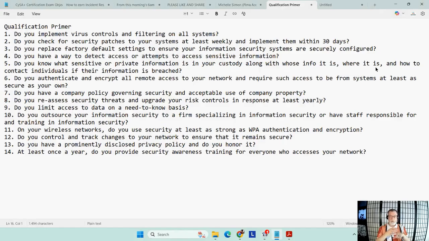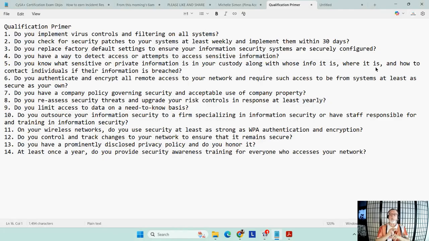Do you authenticate and encrypt all remote access to your network? Good one. Do you have a company policy governing security and acceptable use of company property? If it's an insider threat and they didn't sign any sort of acceptable use policy that says this is a no-no, then you probably can't prosecute them anyway. The worst you can do is fire them while they wander out the door with your trade secrets because you did not tell them the acceptable use is this is our stuff. You didn't make them sign the AUP. And so it's your fault. Just something to think about.